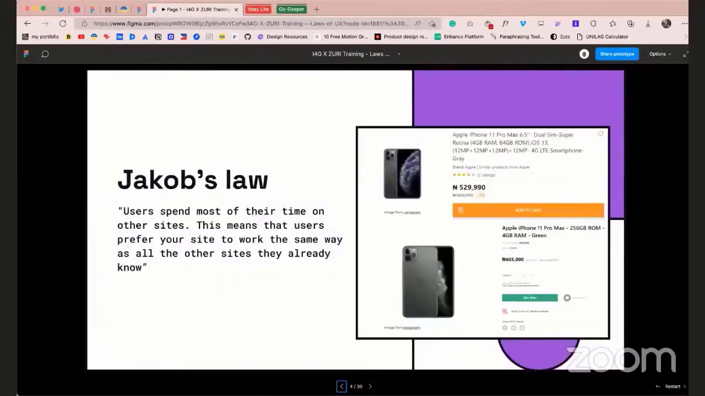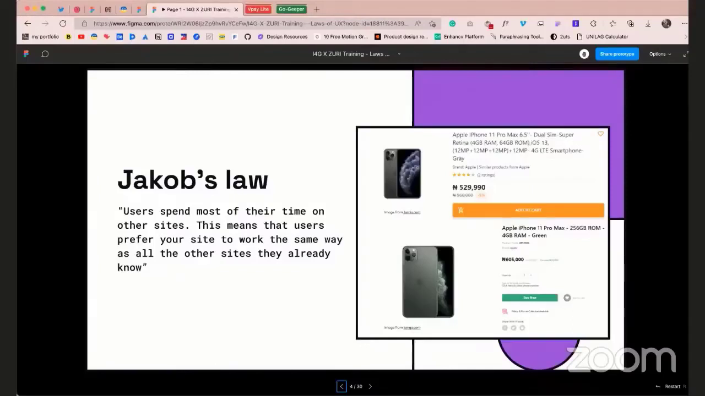Jacob's law states that users spend most of their time on other sites. This means that users prefer your site to work the same way as all the other sites that they already know. So for instance, if I want to shop for a product, I have a bunch of places to go. I have Amazon, I have AliExpress, I have Jumia, I have Konga. If I go to Konga and Konga is acting up, I will go to Jumia. If Jumia is acting up, I'll go to AliExpress. So there are a lot of options.